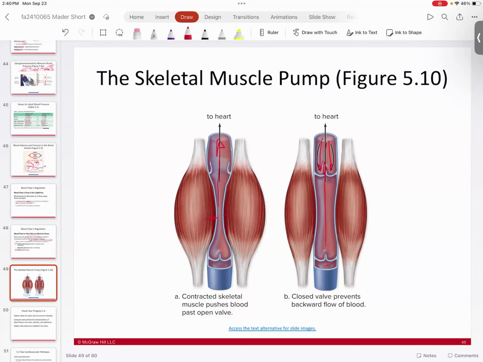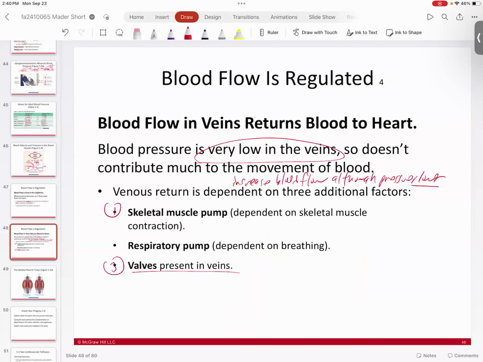This is, by the way, what happens when you get a little bit of a pain in your leg and you start massaging your leg. What you're doing is squeezing those veins and moving that blood forward to get that blood circulation going in your legs, right? So that's another powerful way to get that blood to move.